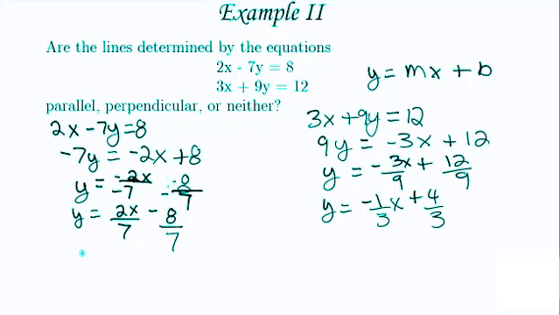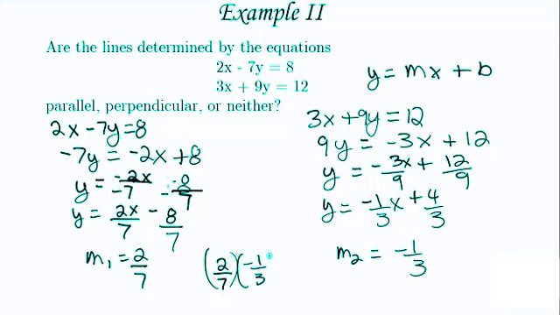And when I look here, I see that I have one equation with the slope of 2/7, and I have another equation with the slope of negative 1/3. Are these parallel? No, they do not have the same slope, therefore they are not parallel. Are they perpendicular? Well, if these were perpendicular, then I would expect that if I found their product, it would equal negative 1. But it does not equal negative 1. These slopes are not negative reciprocals of each other. Therefore, these are not perpendicular.